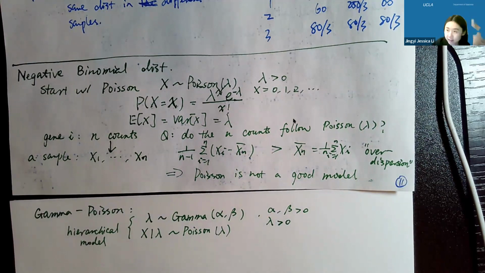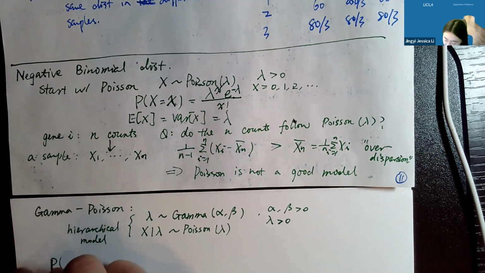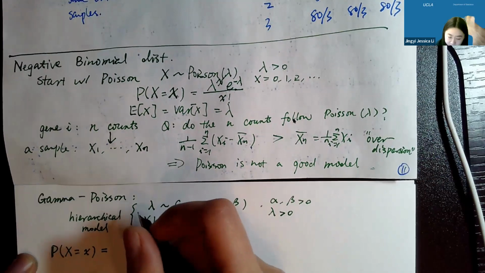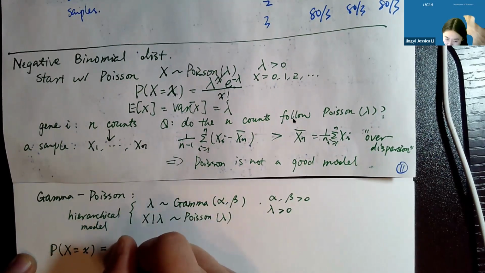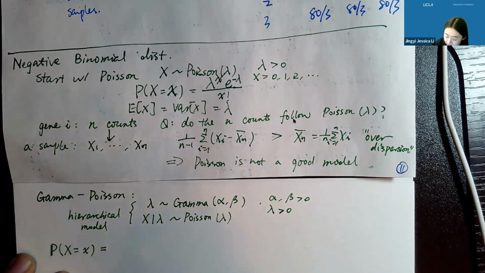Okay, so in this case, what we're still interested in is the marginal distribution of x. In other words, what is the distribution of x regardless of lambda? To do that, for the probability mass function of the random variable big X taking a small x, a non-negative integer, we are going to integrate out the first variable, which is lambda. We use the joint probability of x and lambda and integrate out lambda.